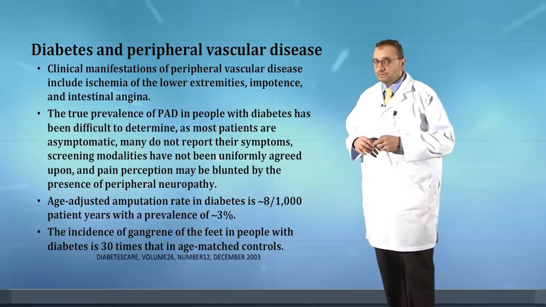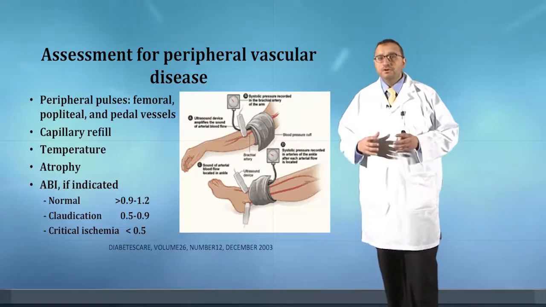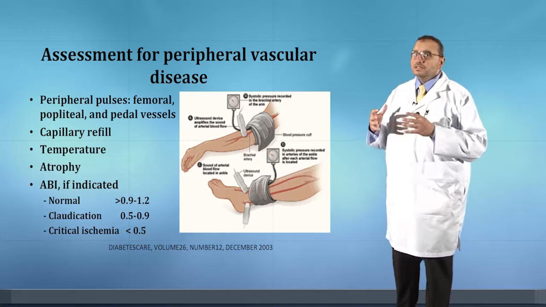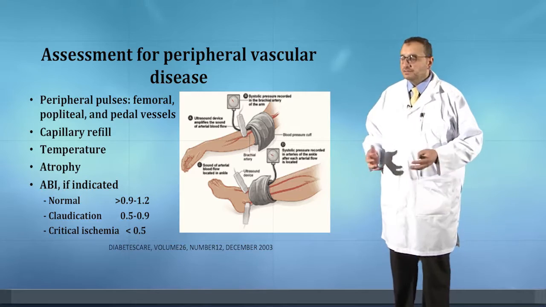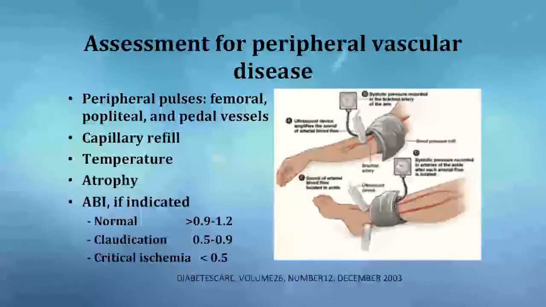in an age-matched control. And therefore, assessing your patient's peripheral circulation is very important in the patient visit. You can do that by capillary refill, checking his temperature, neuropathy, and the ankle-brachial index.